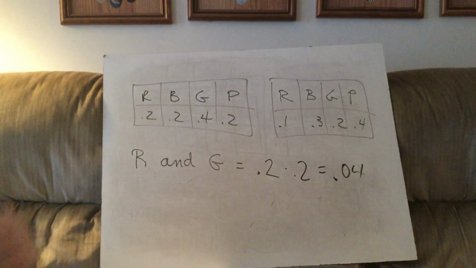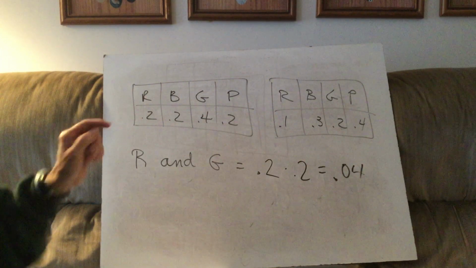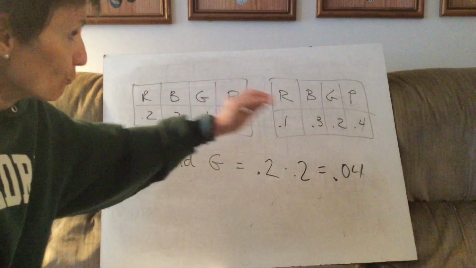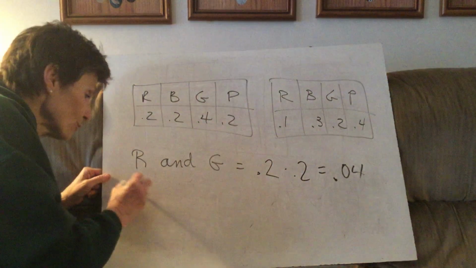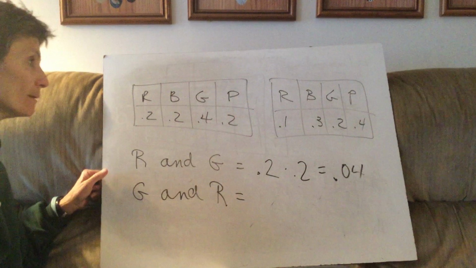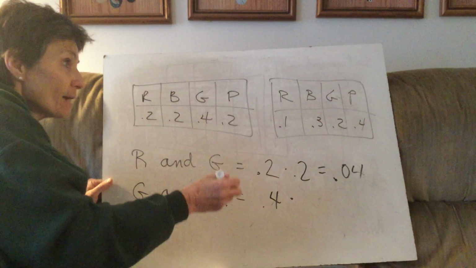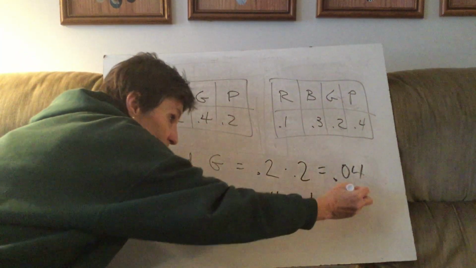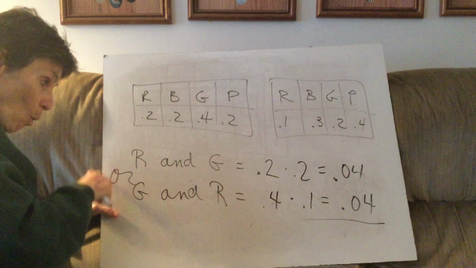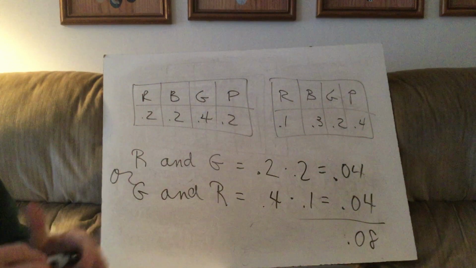Now, here's where it's a little tricky. You cannot stop there, because there's nothing in the problem that says I have to get red out of this bag and green out of that bag. What if I got green and red? Well, that would be okay because I'd still have a green and a red. So now green out of this bag is 0.4 and times red out of that bag is 0.1. So that's also 0.04. And since it could be this or this, I'm going to add those. And the answer to the problem is 0.08.